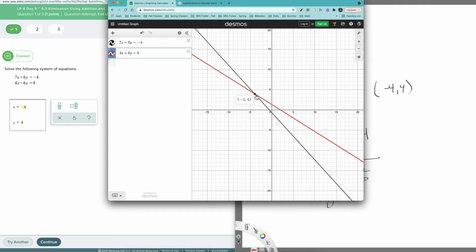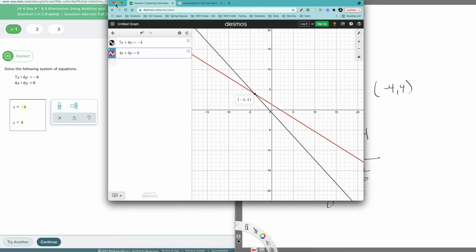I could solve this using elimination because it's already set up for that. You could also use substitution for this one if you wanted to set it up that way. But that one would take a little bit more doing because it's not ready for it. It's ready for either graphing or elimination. And because they're in standard form where x and y are both on the same side, it's kind of more set up for elimination.